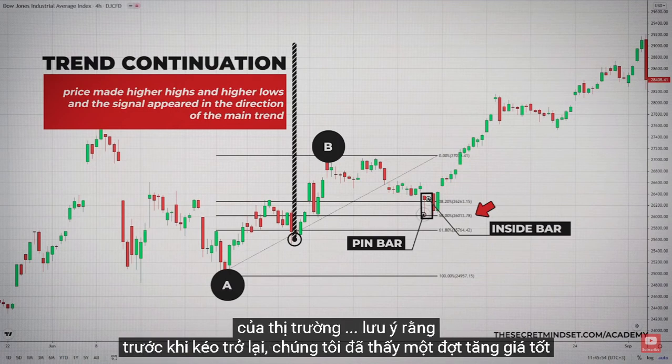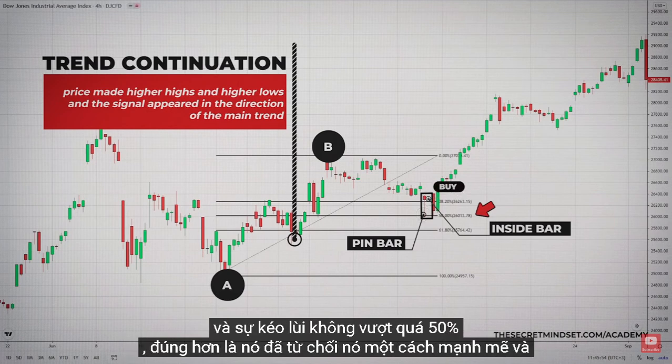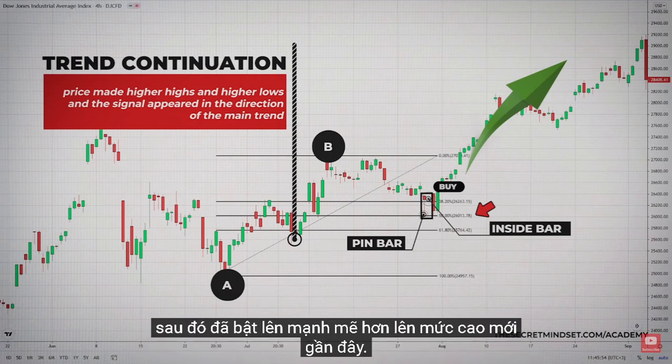Notice that prior to the pullback, we saw a nice rally up, and the pullback didn't exceed the 50% area. Rather, it rejected it strongly and has then bounced aggressively higher to new recent highs.